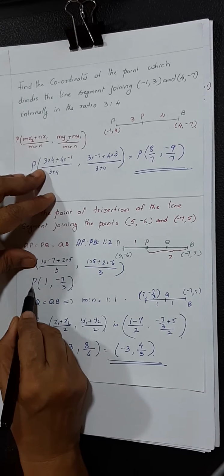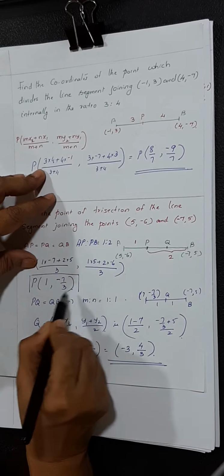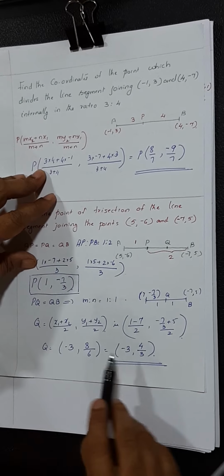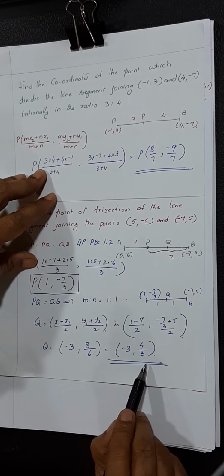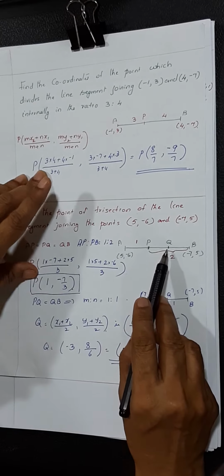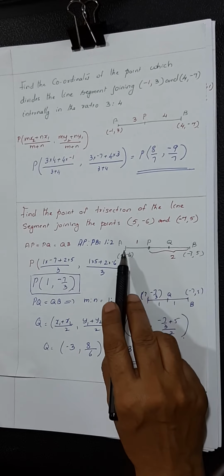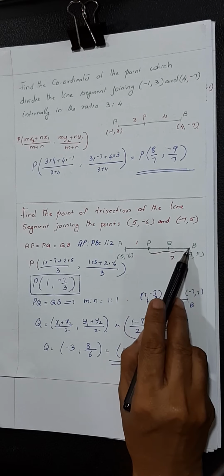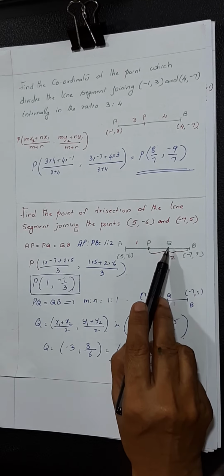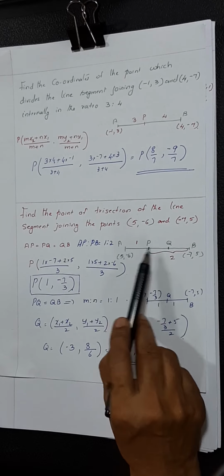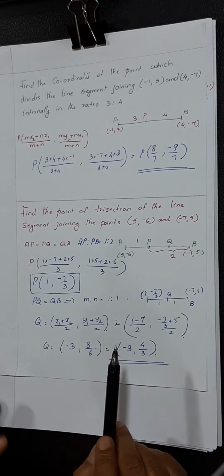So the coordinate of P is 1, minus 7 by 3 and the coordinate of Q is minus 3, 4 by 3. See here you can also first find the coordinate of Q, and then there you have to use the ratio as 2 and 1, and once you find the coordinate of Q, then you can use the midpoint formula to find the value of P.